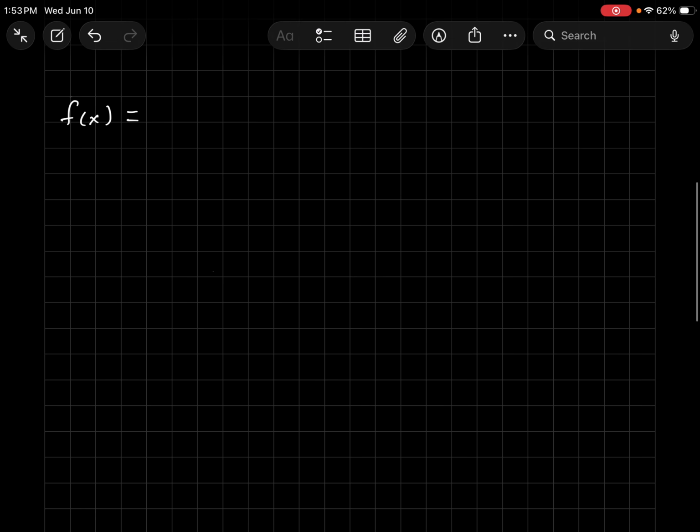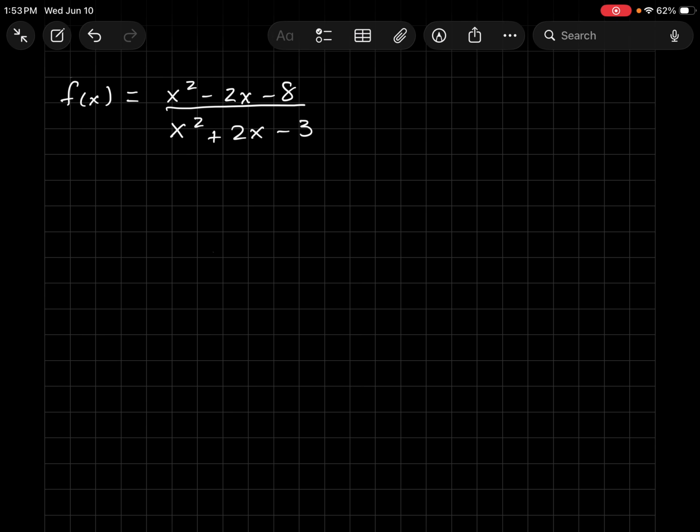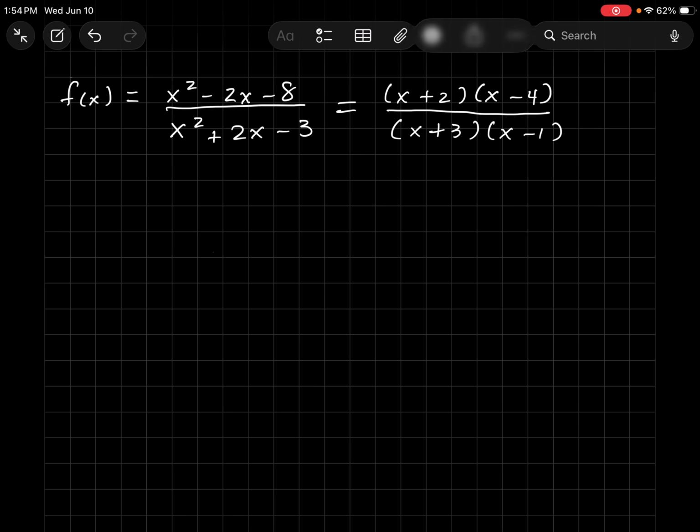Consider the function f of x equals x squared minus 2x minus 8 over x squared plus 2x minus 3. Going to go ahead and factor both the numerator and the denominator, giving me x plus 2 times x minus 4 over x plus 3 times x minus 1.